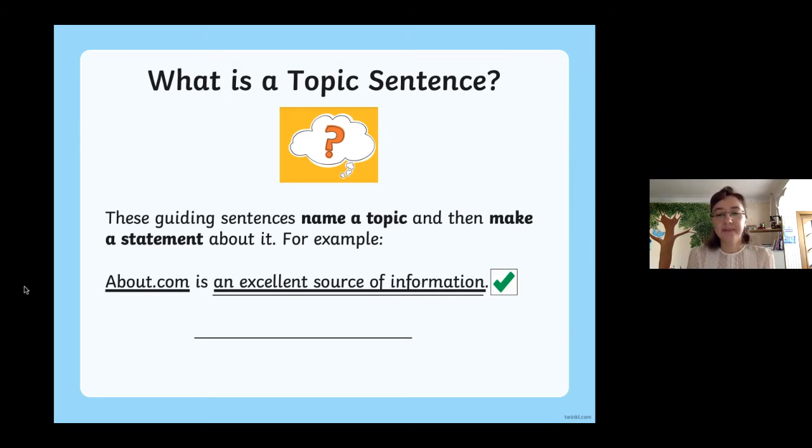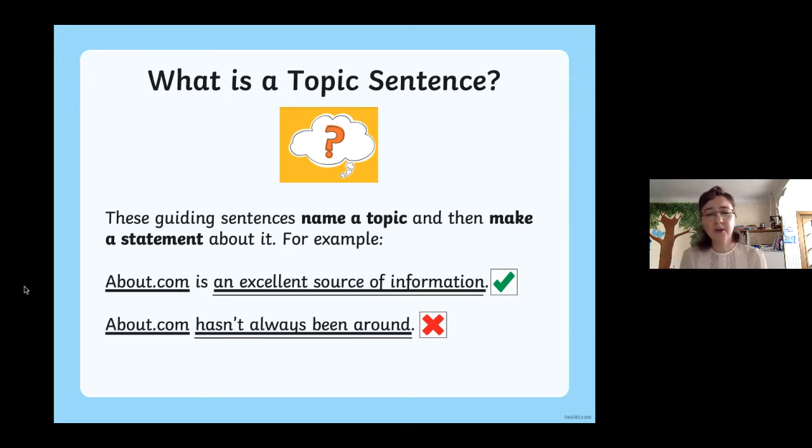This is a good topic sentence because here the topic sentence limits the topic to something which can be discussed in a single paragraph. So here we expect that writer will discuss excellent information. Whereas this topic sentence is not a good one, because here the topic sentence is very vague. It's not clear what the writer is going to discuss in this paragraph. About.com hasn't always been around, so what?